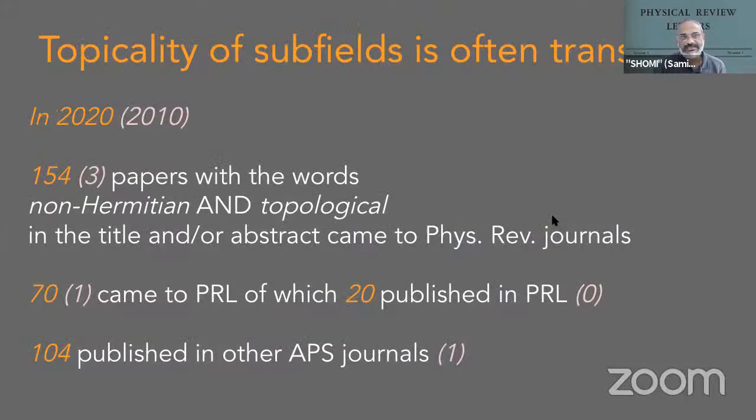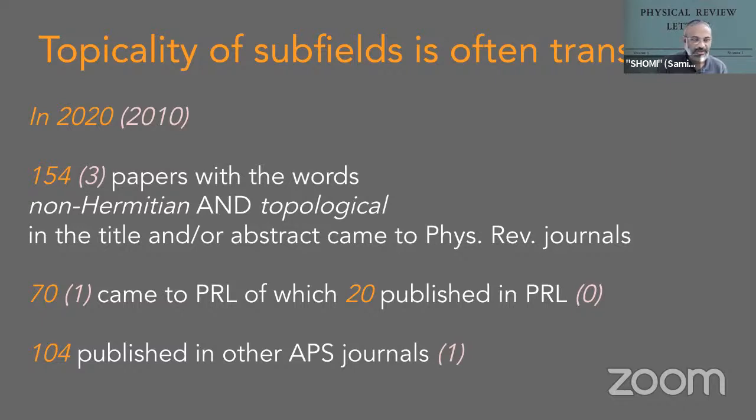Now, just to give you a sense of how the challenges of subfields develop over time. I just looked this up yesterday. In the calendar year 2020, we received 154 papers, where just a search on the words, I mean, these are very topical areas. So on the Boolean AND between non-Hermitian and topological in the title or abstract, 154 papers were submitted to the PhysRev journals, all of them. The number for that in 2010 was only 3. So you can see how quickly fields can develop.